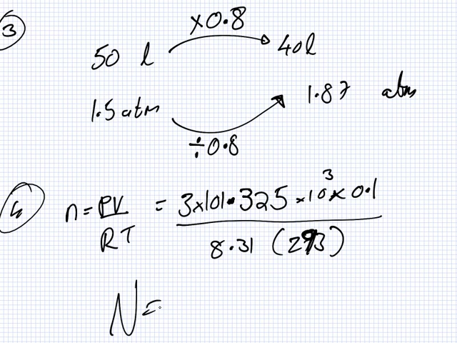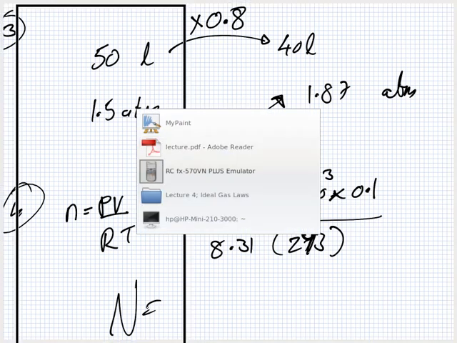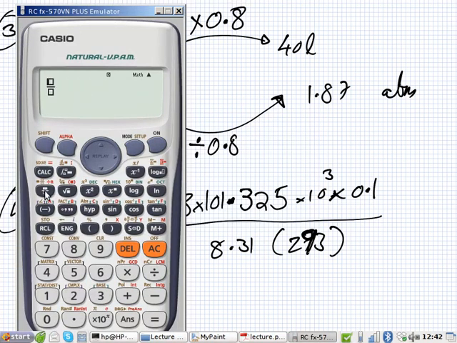What number? Oh, you're typing that in, yeah? I got 3 times 101.325 times 10 to the power of 3 times 0.1 over 8.31 times 293. This is how many moles I have. Multiplied by Avogadro, this is how many molecules I have. Multiplied by 2, this is how many atoms I have. 1.5 times 10 to the 25.